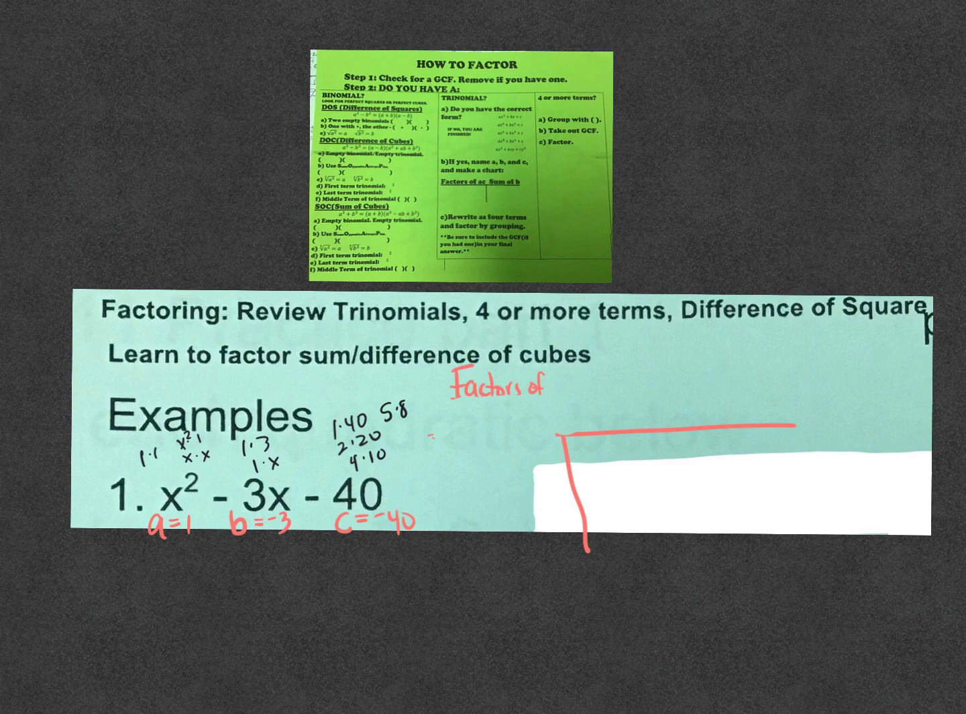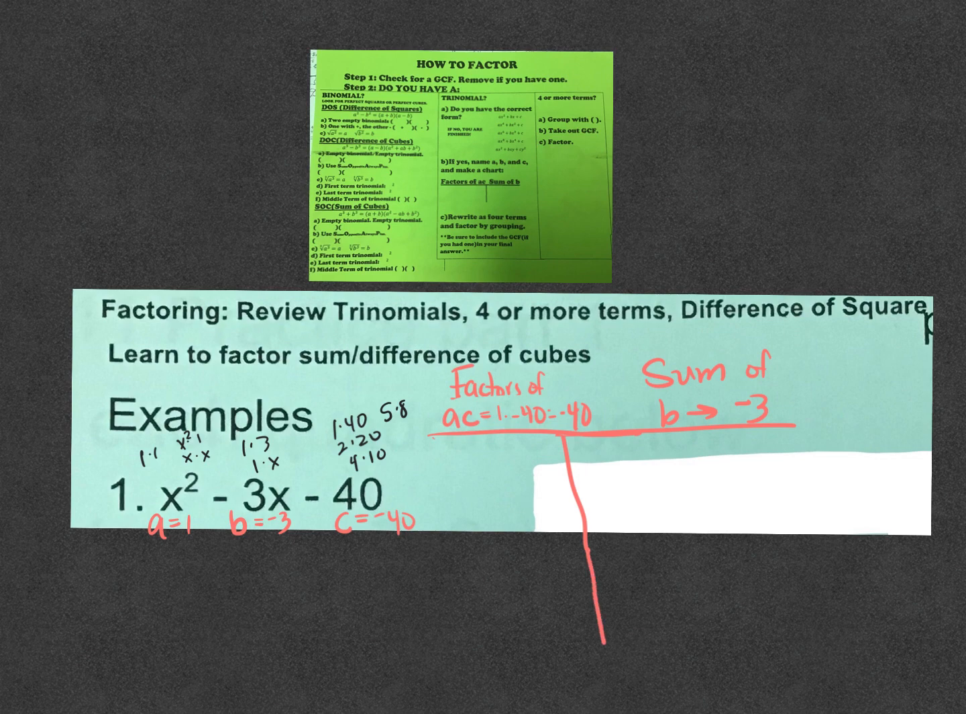Okay. Factors of A times C. A is 1, C is negative 40, so factors of negative 40 that will give me a sum of B, and B is negative 3. So I'm going to work on my list of factors first.